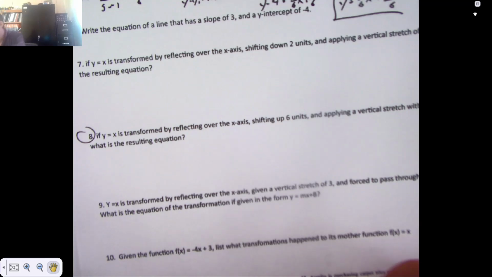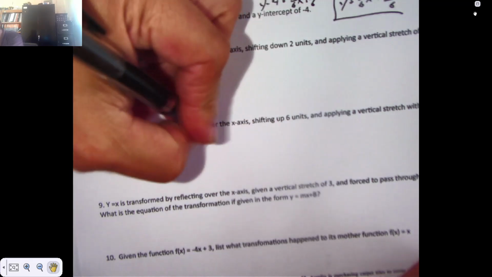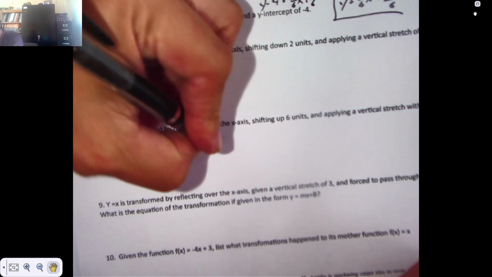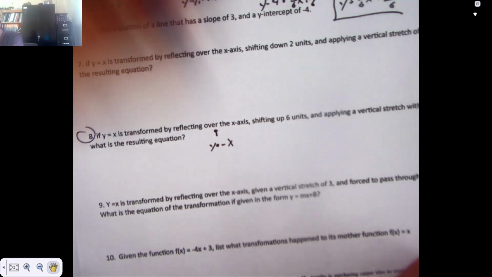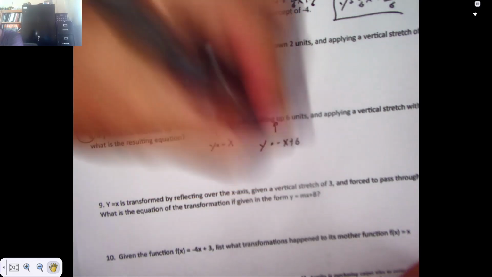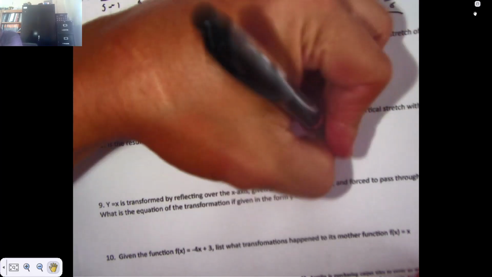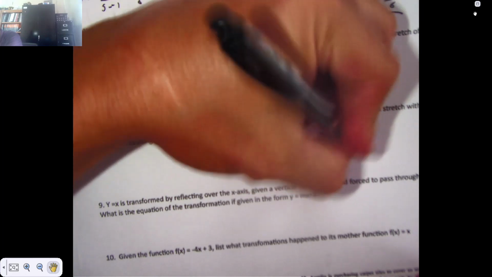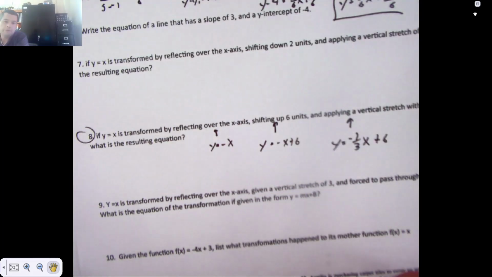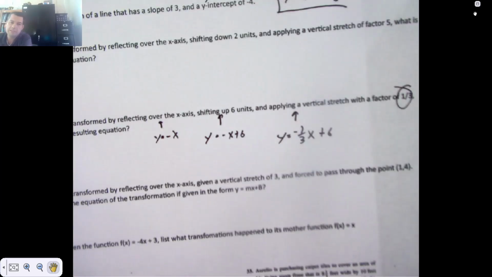8, y equals x is transformed by reflecting over the x-axis. So that makes it y equals negative x, shifting up 6, negative x plus 6. Applying a vertical stretch with a factor of a third, well, that just changes the slope. Instead of the understood 1, now it's 1/3. That's pretty simple. This is the resulting equation.